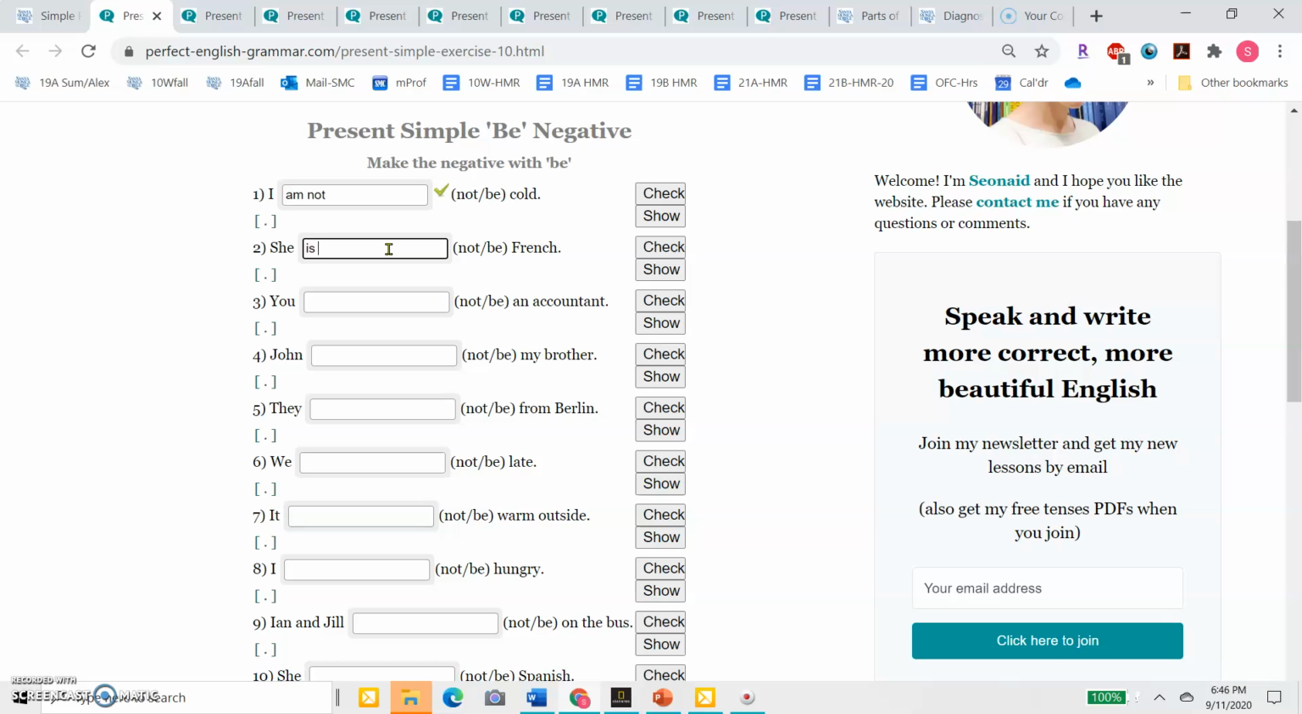Okay, she is not or isn't. Either one is fine. Check. And you are not. You could also say you aren't. You can use the contractions here too.